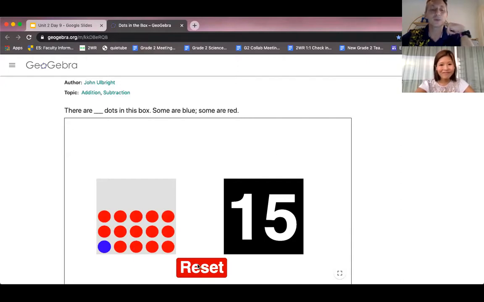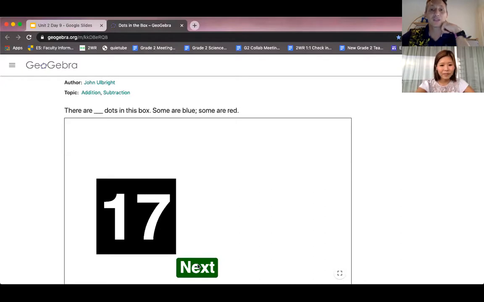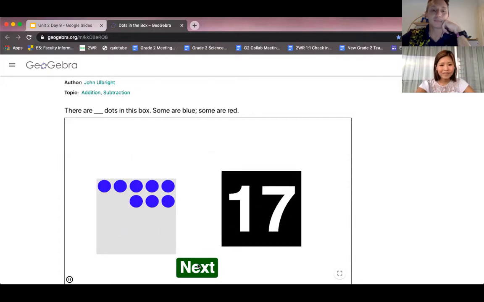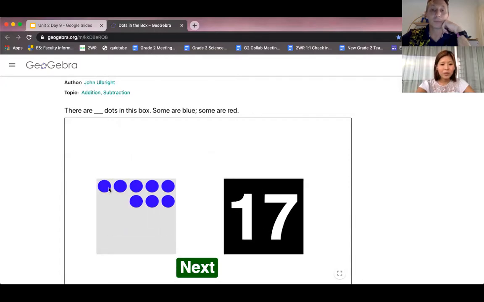Let's do one more as our final activity here. So now we're going to have 17 total dots. Some are blue and some are going to be red. So blue dots we have 5, 6, 7, 8. This one's a little bit tricky. We could think of it as a number sentence. We have 8 plus something equals 17. Or if we have 17 and we take away 8, how many red dots are there?